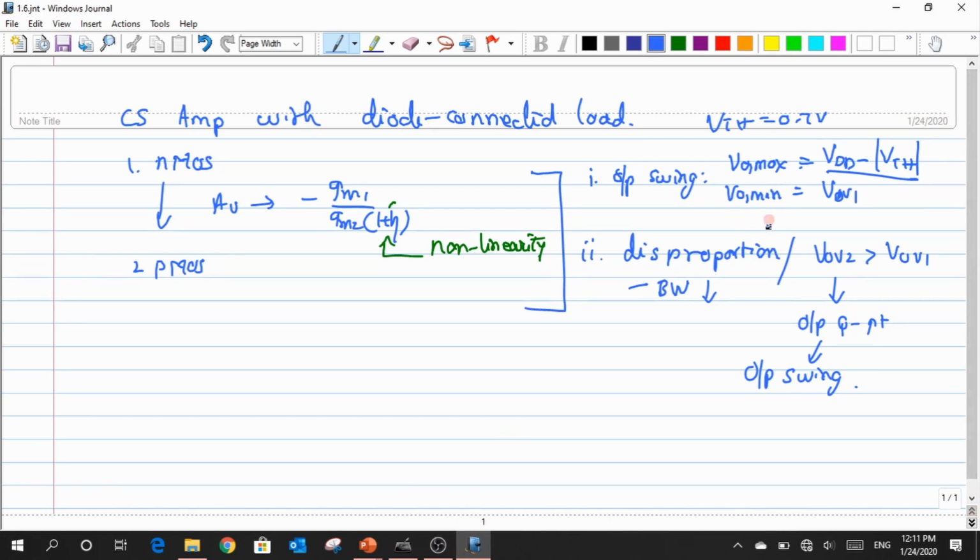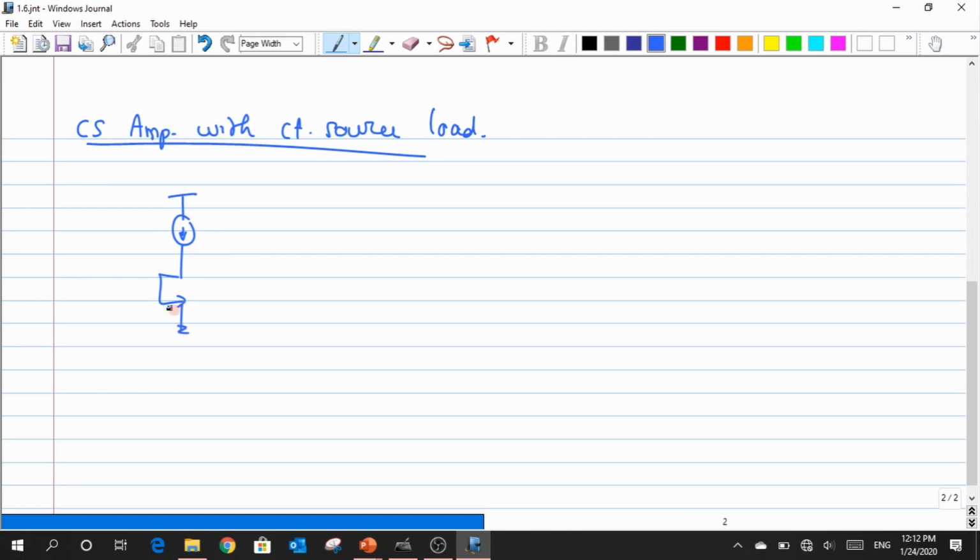So now we have spoken about these disadvantages. The major disadvantage is that my VO max has got reduced by a large quantity. Now let us try to address this, and also the disproportionality, with something known as the CS amplifier, or the common source amplifier with current source load. So generally this structure could be drawn as something like this, right? So we have a current source, and that would act as a kind of load for our input device M1.